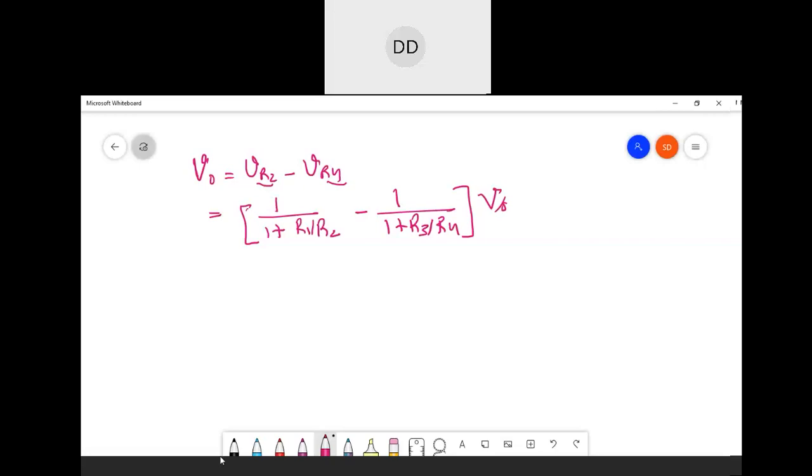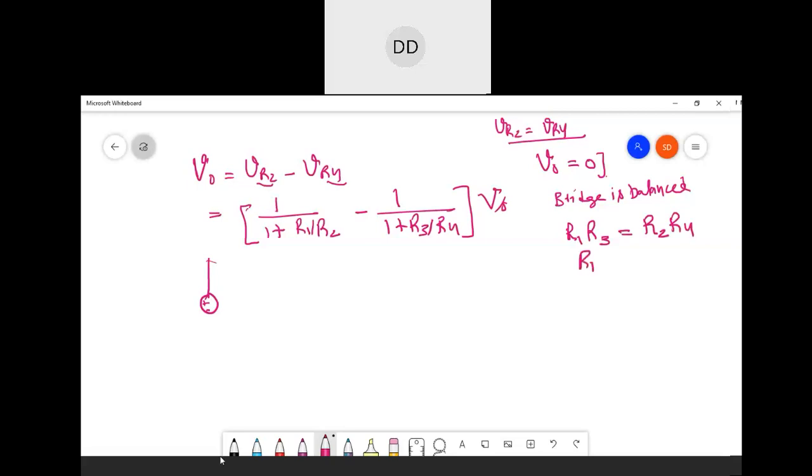Let's, in the same bridge arrangement, do one problem. Suppose VR2 is equal to VR4. In that scenario, we will say that the output V0 is equal to 0 and the bridge is balanced. This is possible only when the opposite side resistances, that is R1 into R3, would be equal to R2 into R4. In other terms, you can write R1 by R2 is equal to R4 by R3.